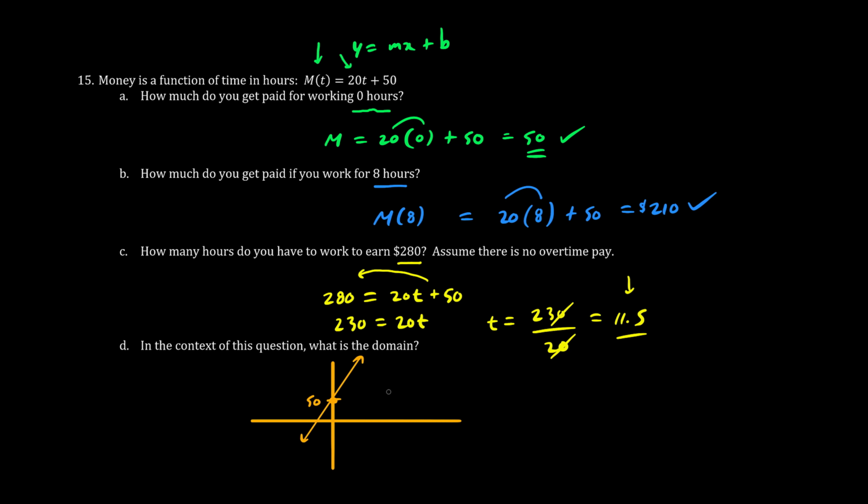Now we're talking about domain. Normally, you might be tempted to say that the domain of a line is all real numbers, but realistically, we should say that t is greater than or equal to 0. You cannot work negative hours. And the truth is, most people get tired after 8 hours. So you could say time is greater or equal to 0 and less than some amount. Perhaps it's 8 hours. For some people, it might be 10 hours or 24 hours, etc.